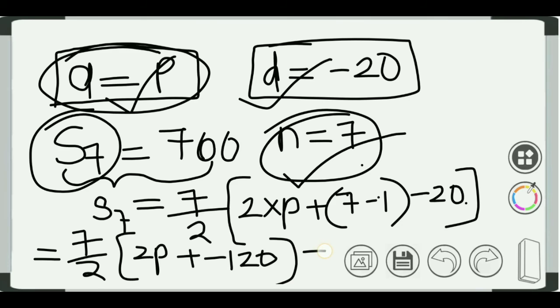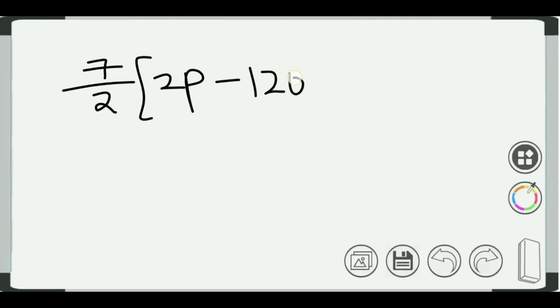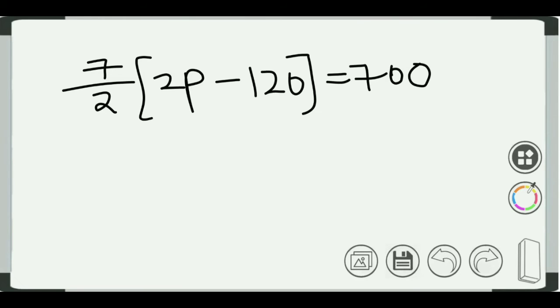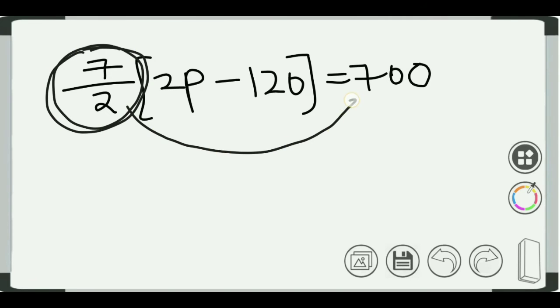Okay, equal to what is given in the question? S7 is 700. So you can write 7 by 2 into 2P minus 120 is equal to 700. Now you can find the value of P. See, I am taking this 7 by 2 to this side. See what happens. 7 is multiplication, so when I take 7 to this side, it will be division, divided by 7.